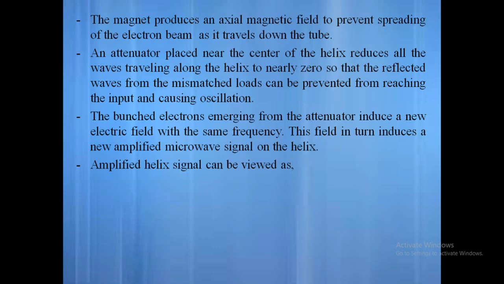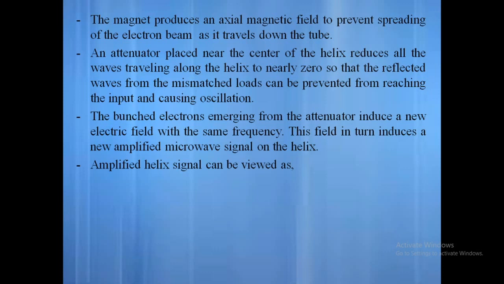An attenuator placed near the center of the helix reduces all the waves traveling along the helix to nearly zero, so that the reflected waves from the mismatched loads can be prevented from reaching the input and causing oscillations. Means the back and forward motion of the electrons is avoided by using the attenuator so that we can avoid certain losses. Next, the bunched electrons emerging from the attenuator induce a new electric field with the same frequency. This field in turn induces a new amplified microwave signal on the helix.